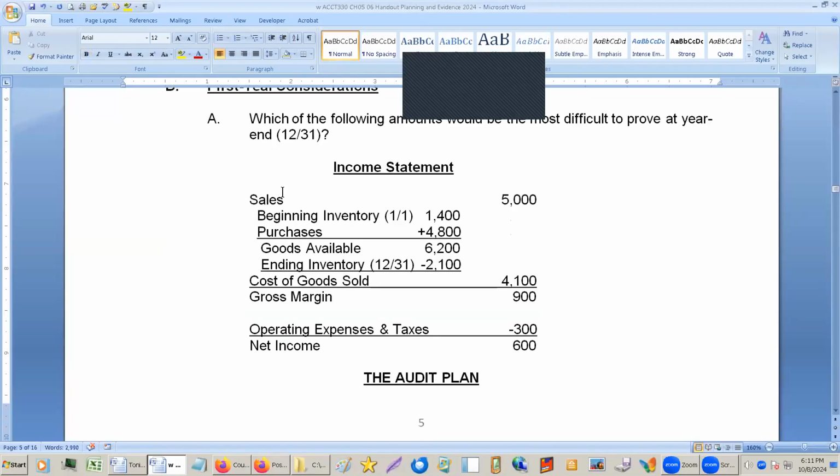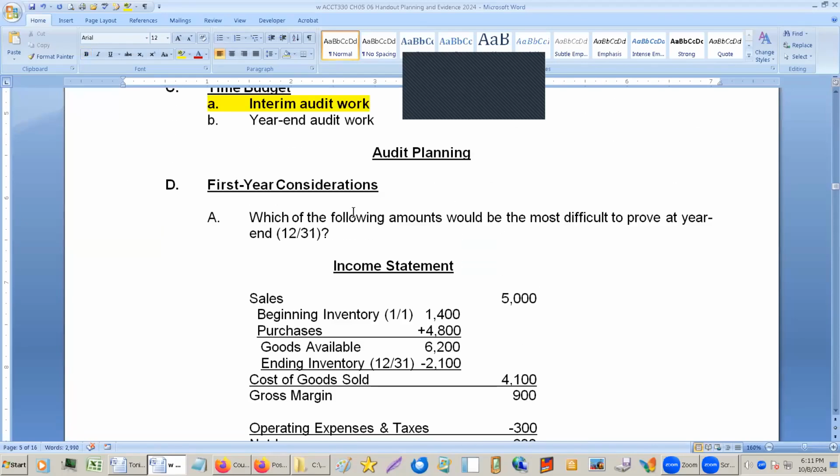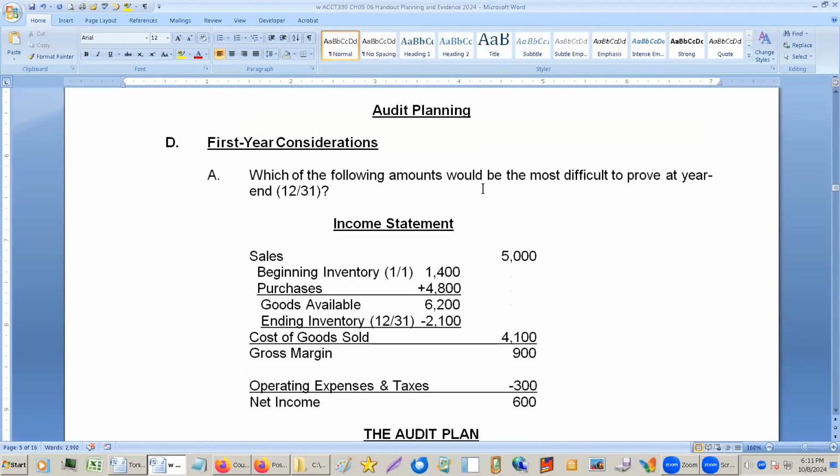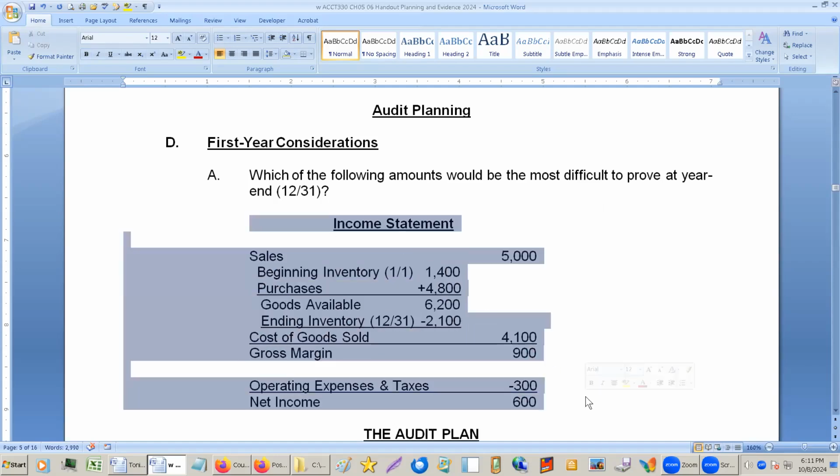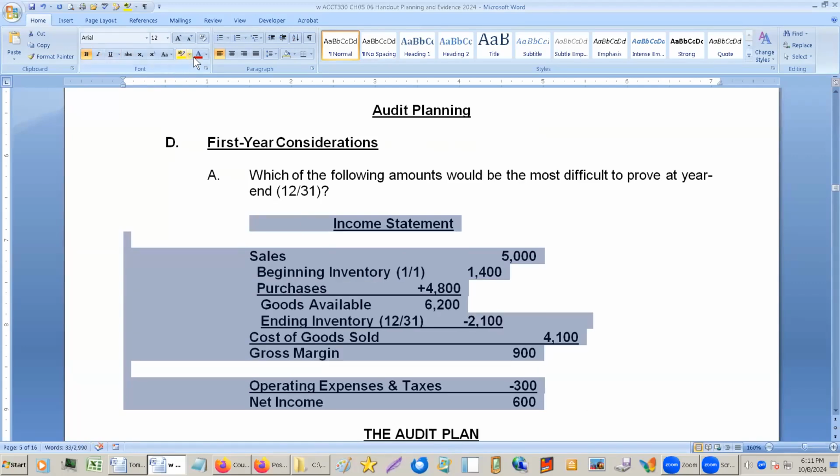First year considerations. If you're wondering why I wiggle my screen, it's because I get this real annoying pop-up that comes up every time I do the share screen, and it covers what I'm looking at. Okay, first year considerations. So here we have an income statement.